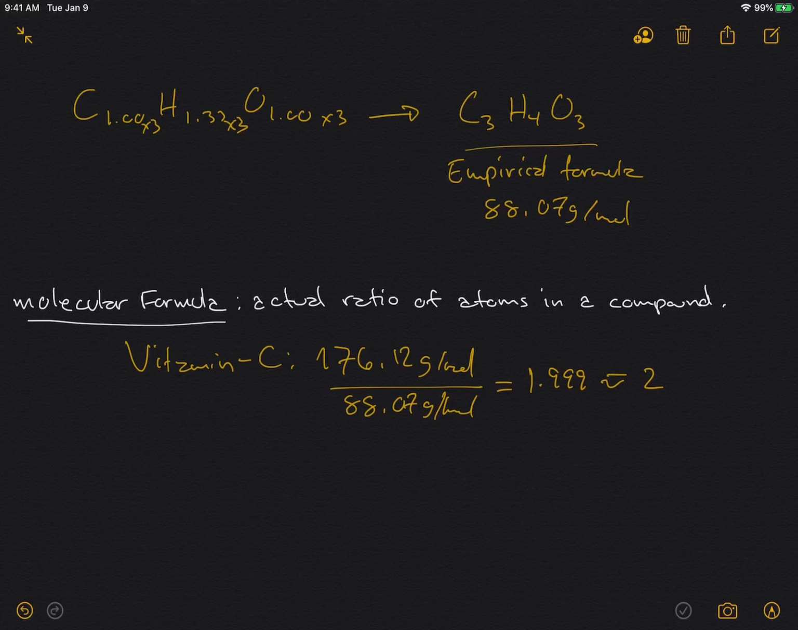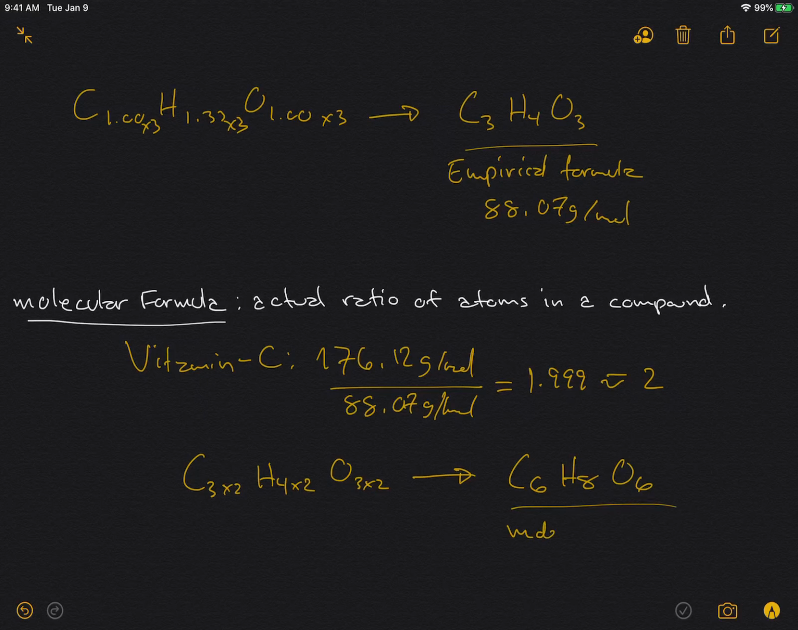And so we multiply the empirical formula by 2. So C3H4O3, multiply all of those subscripts by 2, and the molecular formula is C6H8O6. So that is the molecular formula of vitamin C.